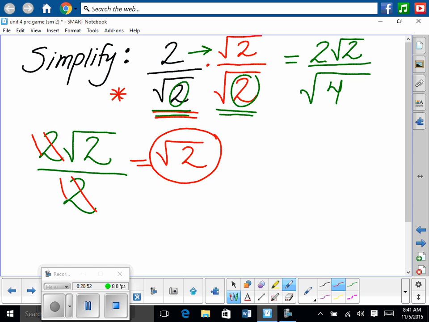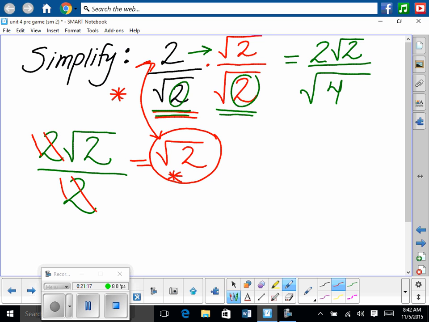Now, I need you to understand something. These are equal. They are equal, but this is considered the most simplified form because we cannot have a root in the bottom of our fraction. It's called rationalizing the denominator. From now on, in this trigonometry unit that we're about to get into, if you were to get to a final answer where you had a radical in the bottom, I would expect you to simplify it.